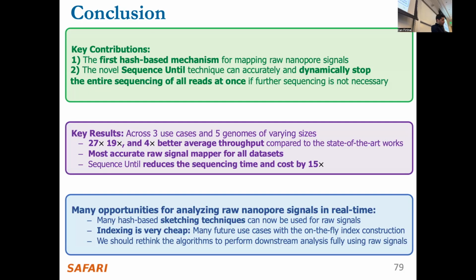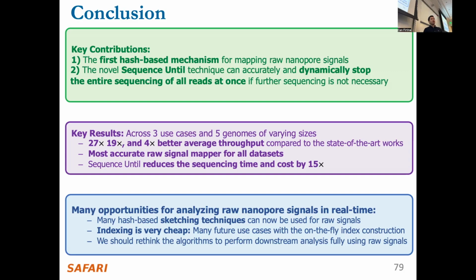And to wrap up and give some motivational points here, now that we can work in the hash value space, this means that we can bring all the existing works in the base code domain that use these hash values to perform certain analysis, right? We can bring all these analyses now to the raw nanopore signal space. And we also know that the indexing is very cheap.